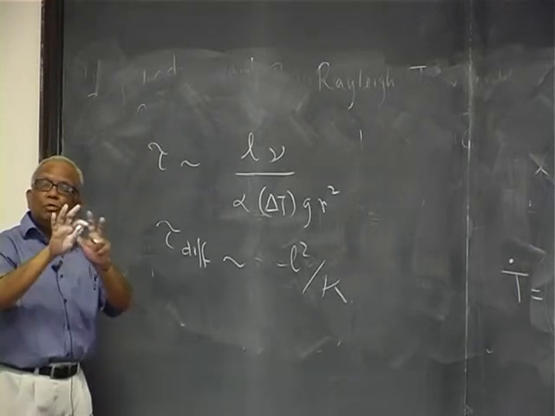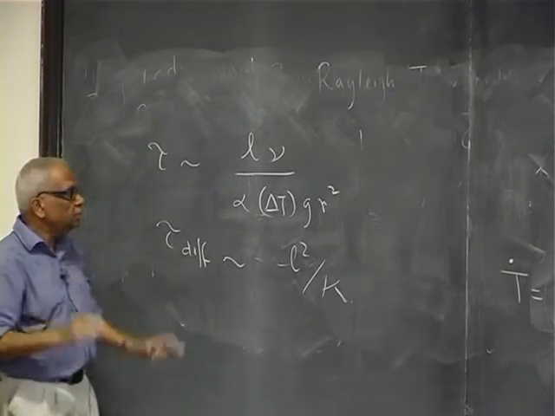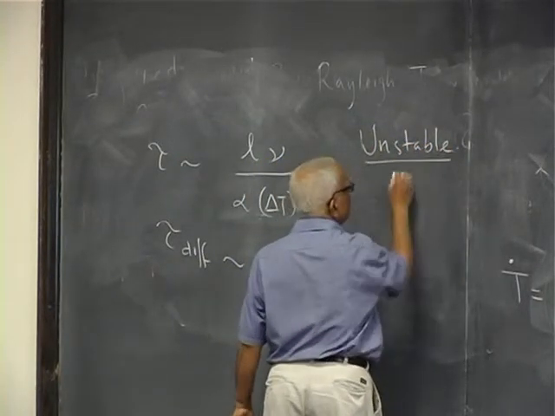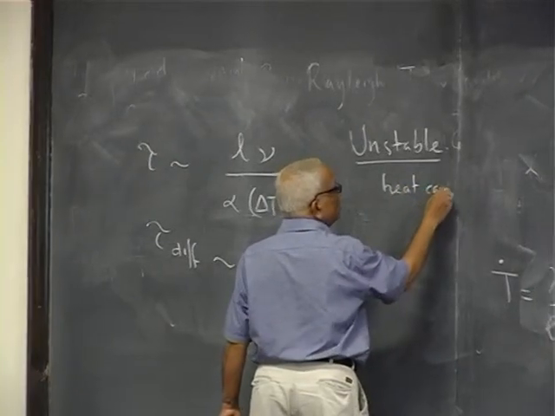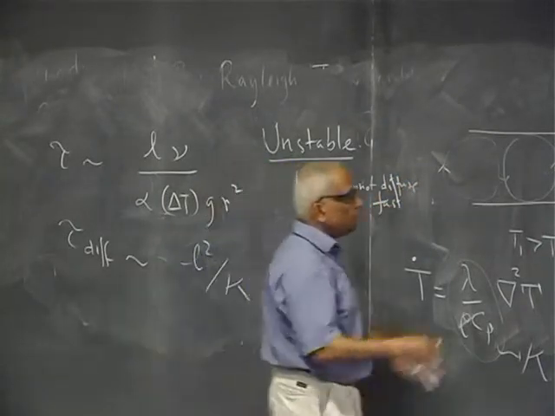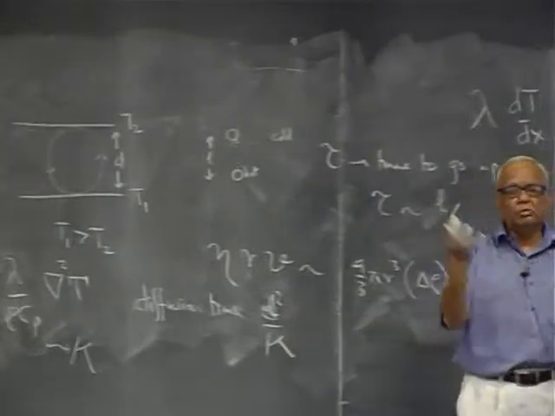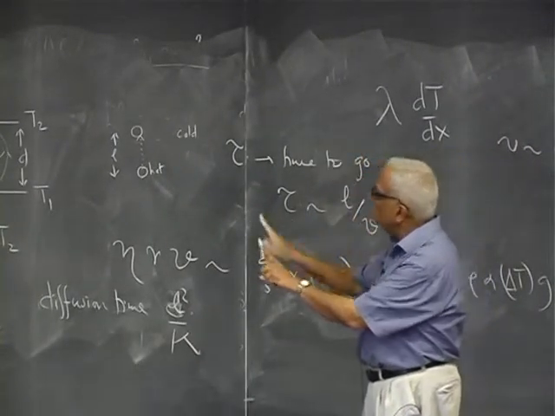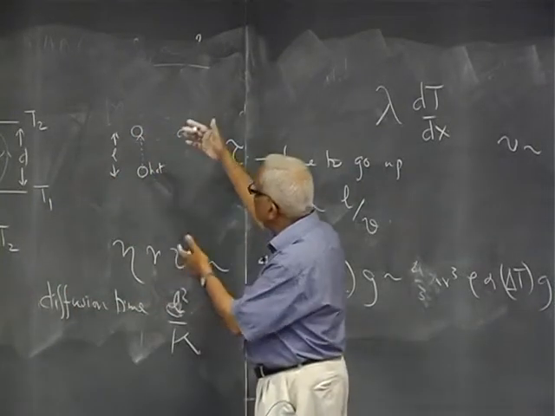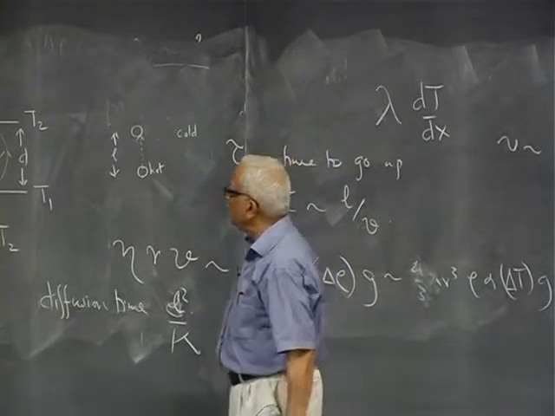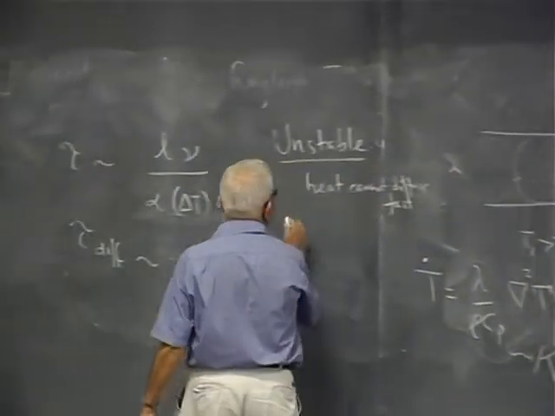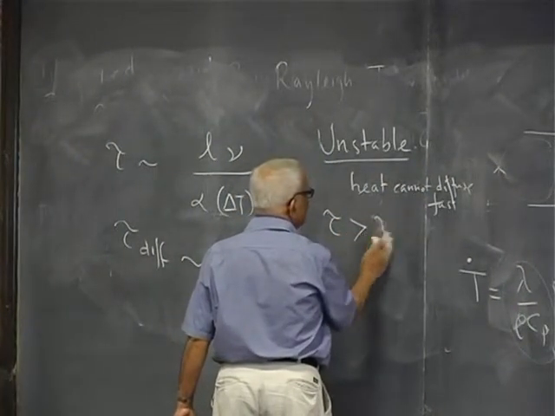Now you don't want the heat to diffuse. If you want it to be unstable, unstable means that heat cannot diffuse fast. If the heat were to diffuse fast, it would lose its heat and cannot go up. Only if it maintains its heat content would it still be in a colder environment and go further up. So instability would have to mean that tau is greater than tau diffusion.